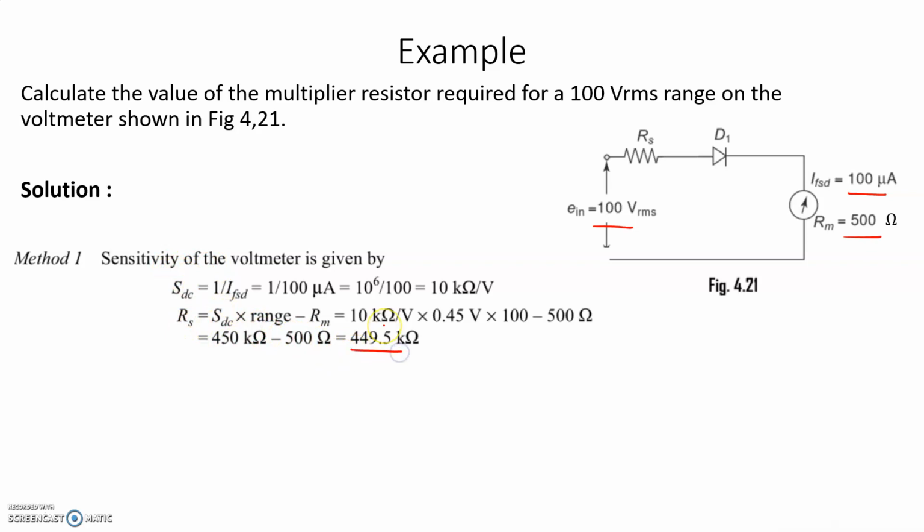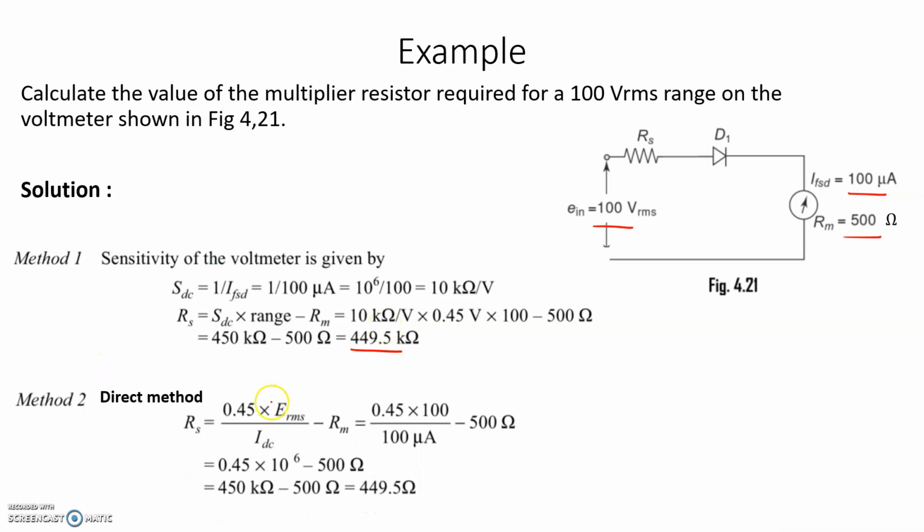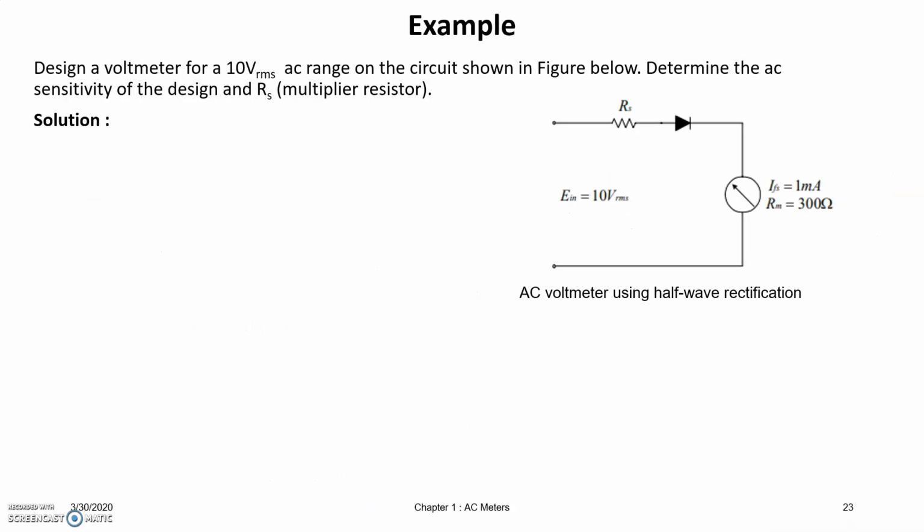Using, for example, the DC sensitivity method, you will get the multiplier resistance equals around 450 kilo ohm. And if you use the direct method, you will get the same answer. Up to you whether you want to use method number 1 or method number 2, you will get the same results. This is another example.